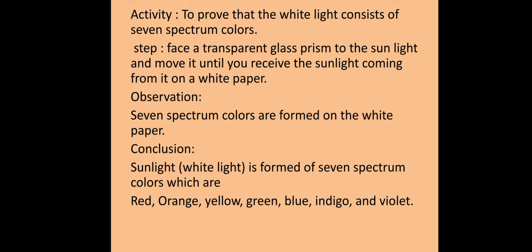We have an activity to prove that white light consists of 7 spectrum colors. In this activity, we have only one step, which is to face a transparent glass prism to the sunlight and move it until you receive the sunlight coming from it on a white paper. Observation: 7 spectrum colors are formed on the white paper. Conclusion: sunlight or white light is formed of 7 spectrum colors, which are red, orange, yellow, green, blue, indigo, and violet.